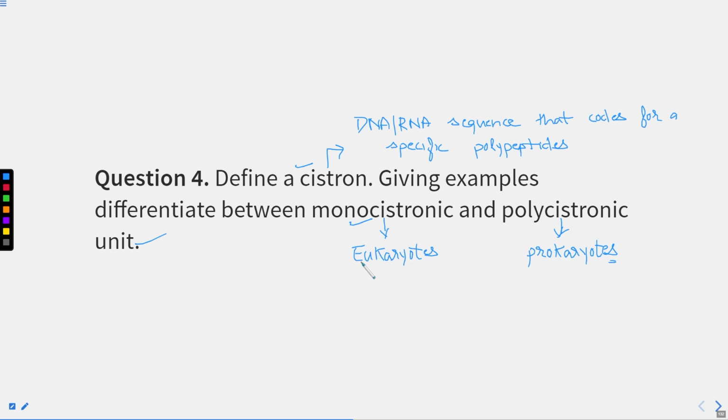So what are monocistronic genes? Where a single cistron is present. If we talk about monocistronic genes, it has only one cistron, or you can say it consists of only one structural gene. It consists of only one structural gene, meaning it codes for only one protein or polypeptide.